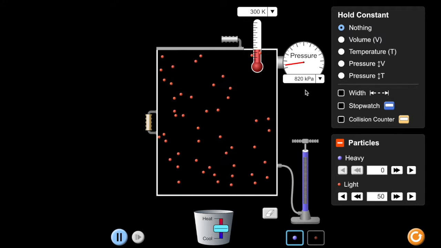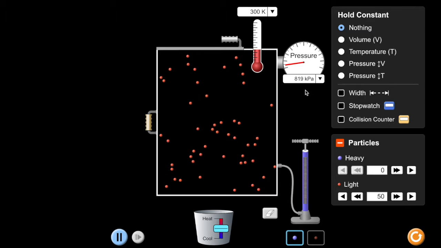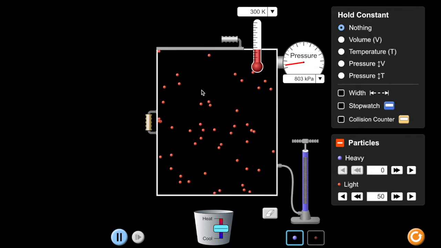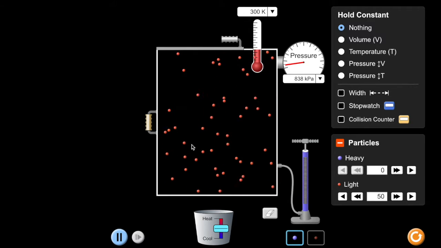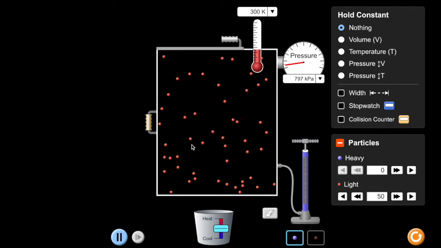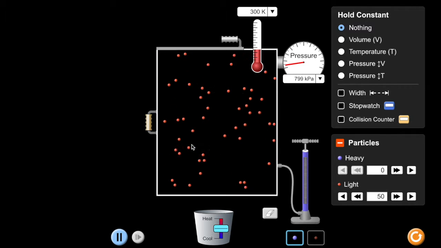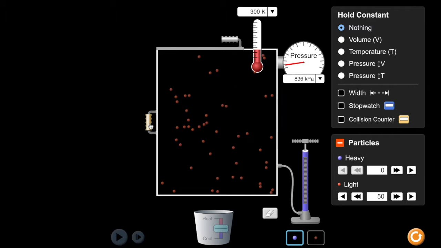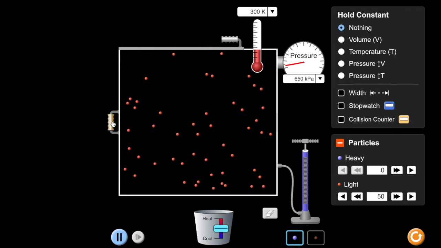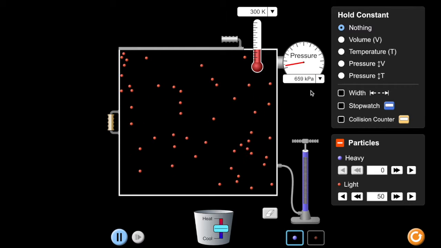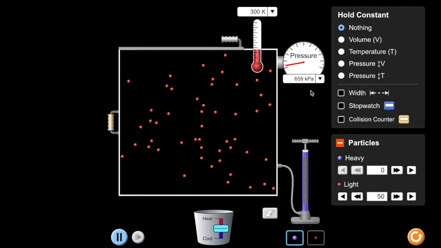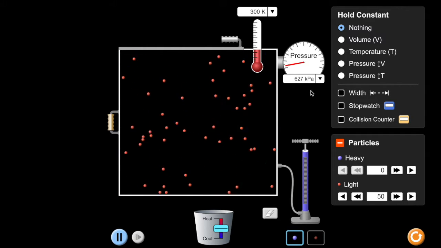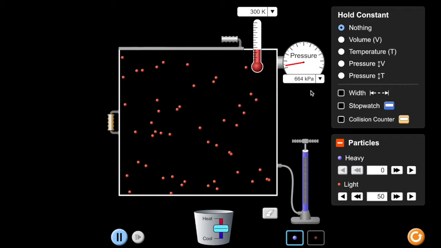If we look at what pressure is, again, pressure is equal to force over area, okay? So right now we have these particles exerting force over a smaller area. So as area gets smaller, pressure gets bigger, okay? Pressure gets bigger. So let's go ahead and expand that out again. Okay, so now let's look at how temperature can affect pressure.